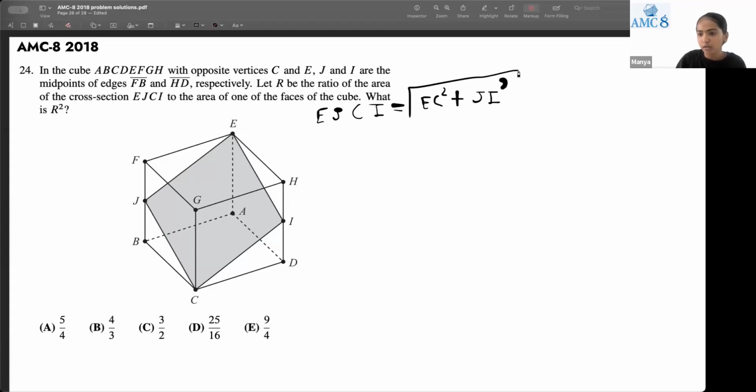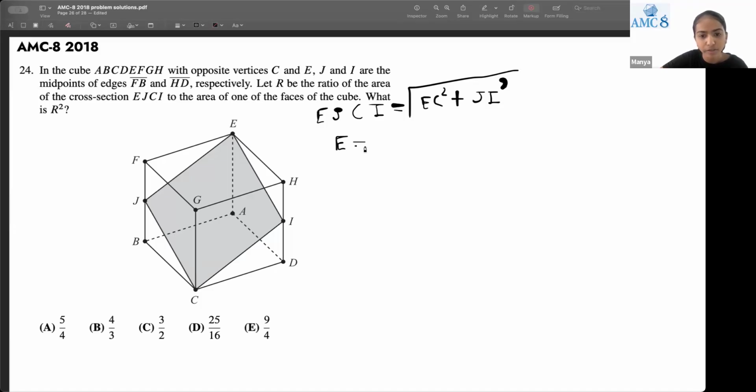And instead of doing a squared plus b squared equals c squared, another way to do this is that the square root of a squared plus b squared is going to be equal to c. And so to find out what EC is and JI is, we don't know what that is. So what is EC and what is JI? Well, to find this out, we can start off by finding EC.